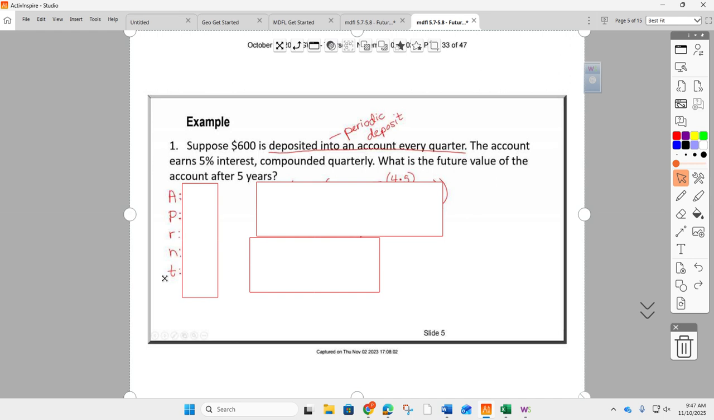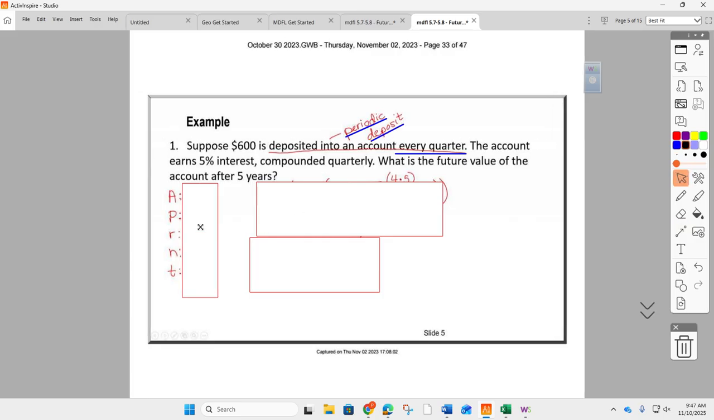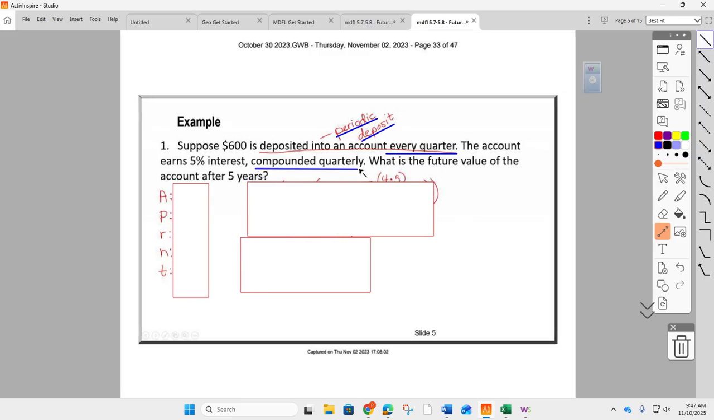And then the time. So how do we know what this one is? This says, suppose $600 is deposited into an account every quarter. So you're looking at this statement here: every quarter, each month, every month, quarterly. Those are the things that let you know that this is a periodic deposit. The account earns 5% interest compounded quarterly. We do need to know that. What is the future value of the account after 5 years? So these are the things we need here, right?